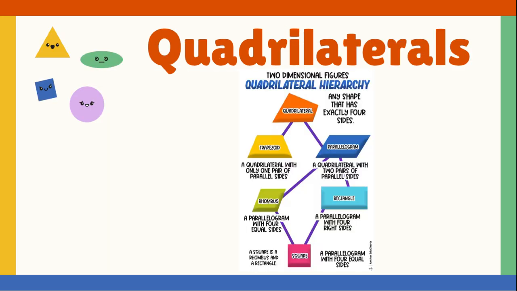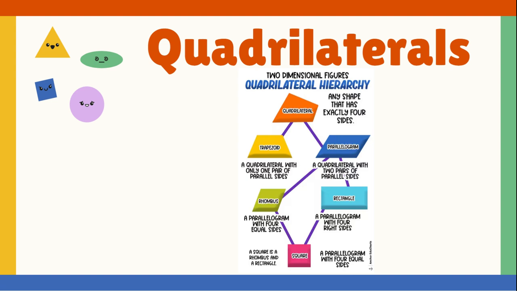And the tricky thing, classifying quadrilaterals. So quadrilaterals are 2D figures. This is kind of a cool image. It creates a hierarchy of the quadrilaterals for you. So quadrilaterals are any shape that has exactly four sides. And this kind of breaks it down for you. So at the top, you see the word quadrilateral. Everything underneath that falls into the category quadrilateral.